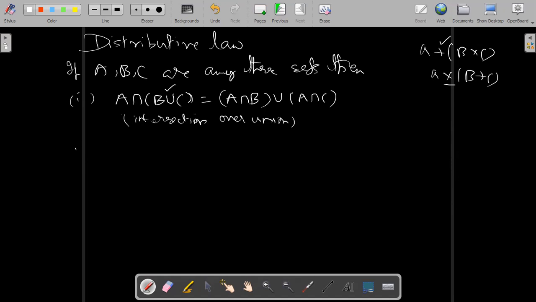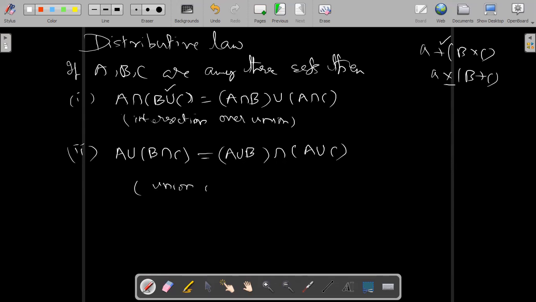Now opposite, distribution of union over intersection: A union B intersection C, then A union B intersection A union C. This is called distribution of union over intersection. Okay.